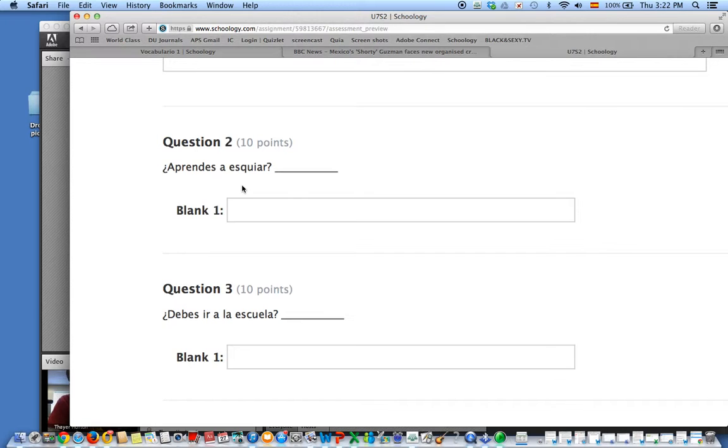What you need to do for these is answer the questions in complete sentences. If it's not a complete sentence, it'll be marked wrong. And keep it basic. Answer the questions just like it is here. Don't get all fancy, otherwise it'll be marked wrong. So right here we have aprendes a esquiar. Remember, whenever we use the verb aprender, we have to put an a at the end. So you learn to ski. You can say yes, and if you do, you write sí. Make sure you include your accent mark and the comma. If you don't do both of those, it'll be marked wrong. So, sí, aprendo a esquiar.